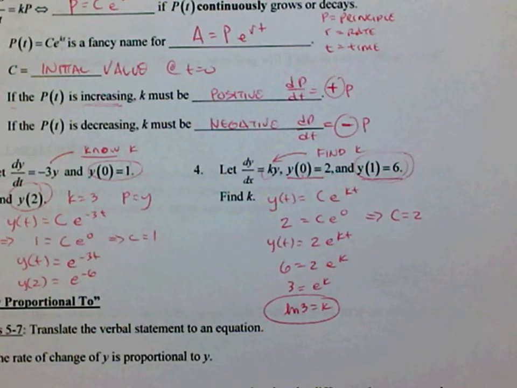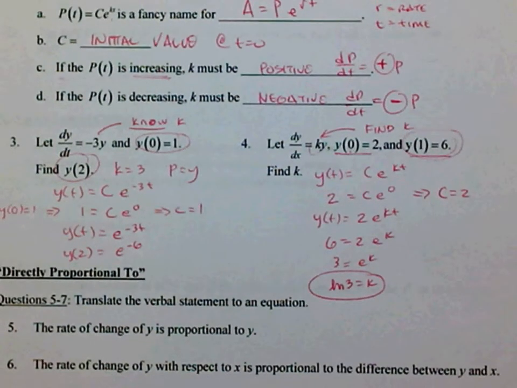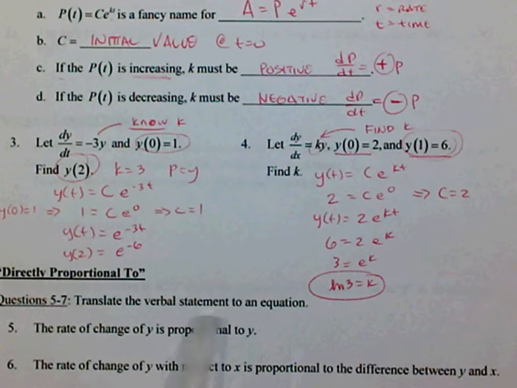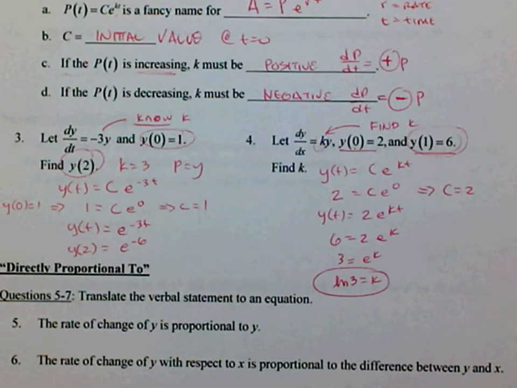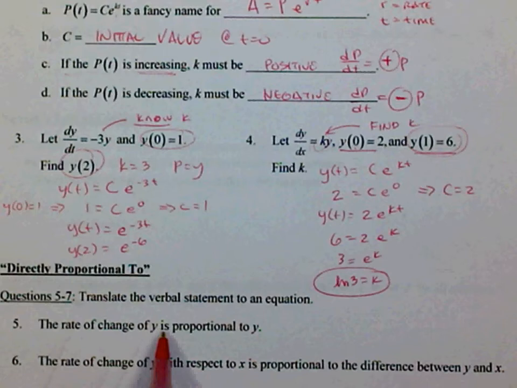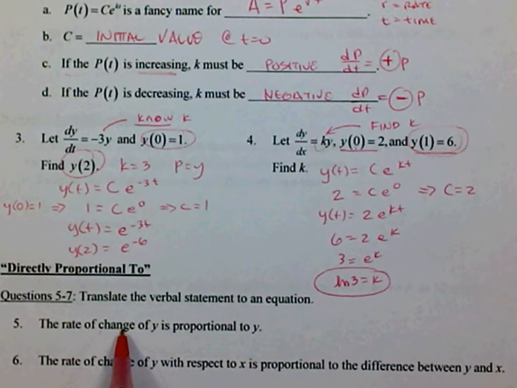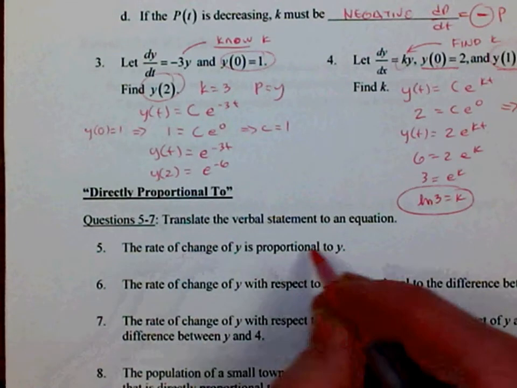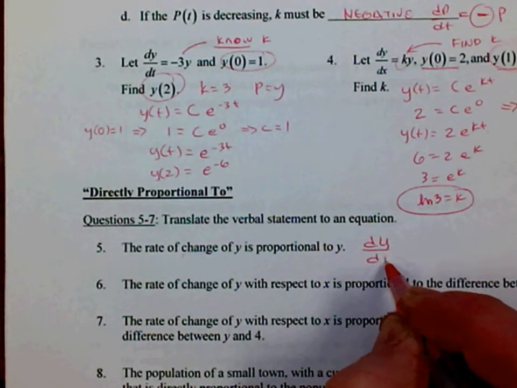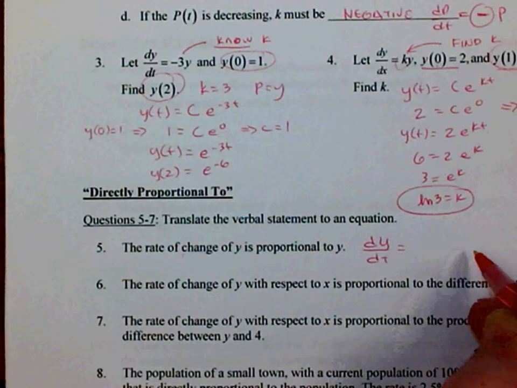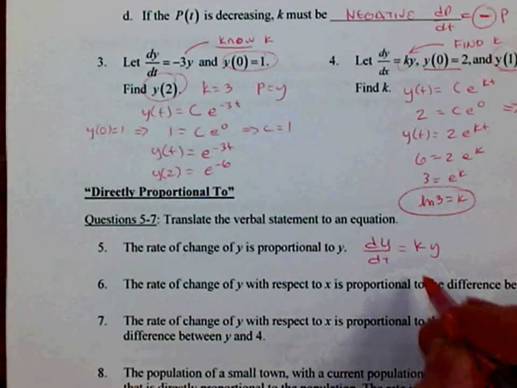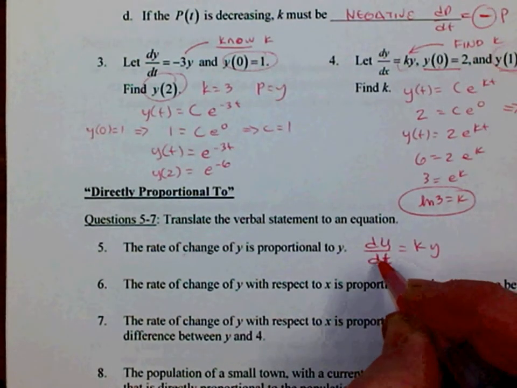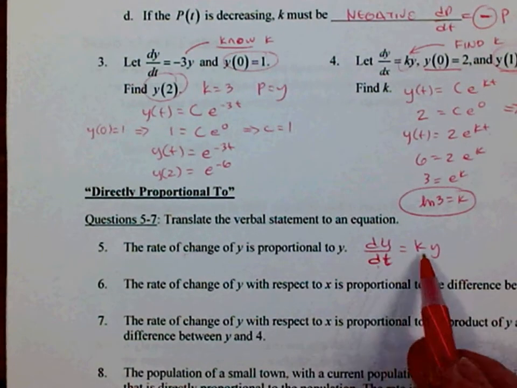How does this apply? Well, we're going to be doing some word problems for these. So first thing we'll want to do is be able to translate what they're saying into an equation. And the first one, it says the rate of change of y is proportional to y. That means the rate of change, dy/dt, is proportional to y, and can be written as dy/dt equals k times y.